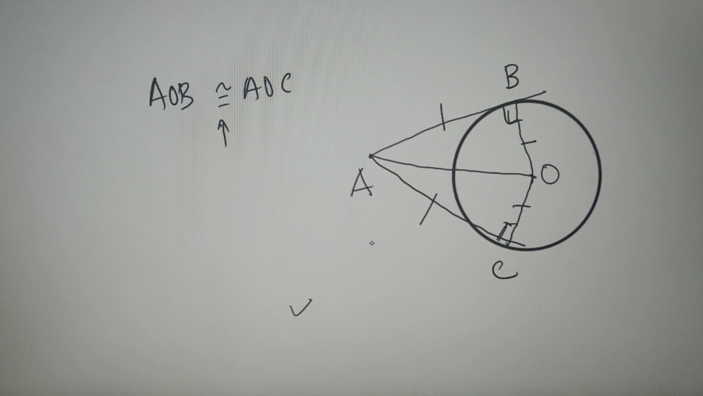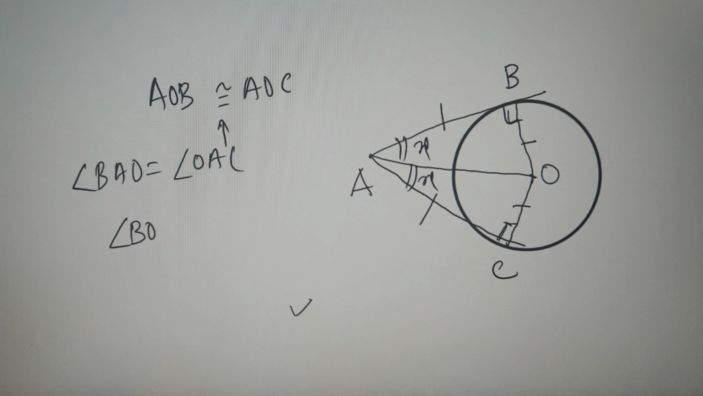So now we know that when we prove two triangles are congruent, then we can say that their angles are also equal. So angle B and angle C are already equal, so I can say that angle BAO is equal to angle OAC. So if this angle is equal to X, then this angle will also be equal to X, and I can also say that angle BOA is equal to angle OAC. So if this angle is equal to Y, then this angle is also equal to Y.